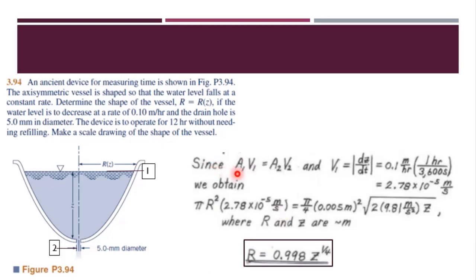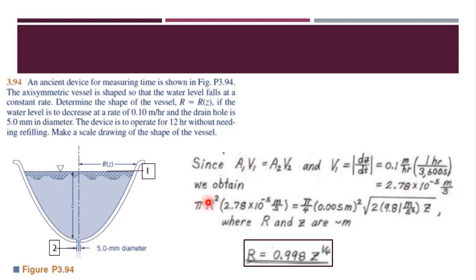So now we'll use the continuity equation between point 1 and point 2, and we know that the velocity V1 of this surface is equal to dz over dt, which is actually how quickly this height is changing. So we are given this velocity V1 as 0.1 meter per hour. We convert this to meter per second. So this V1 comes out to be 2.78 into 10 to the power minus 5 meter per second.